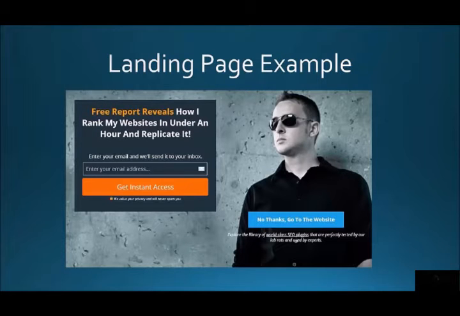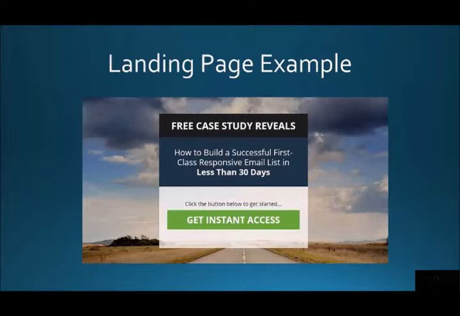Here's an example of a landing page. You can see here, this is basically a report. It says free report reveals how I rank my websites in under an hour and replicate it. So this is telling people what they're going to get, a free report, and you could use a simple page like this. These types of pages have an image in the background, and it's something a lot of people are more used to nowadays with their opt-in forms. So you could put in an opt-in page similar to this and use that as an example.